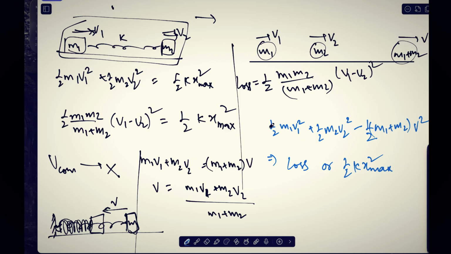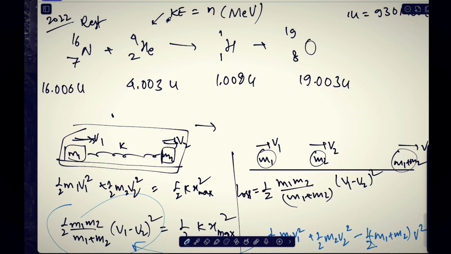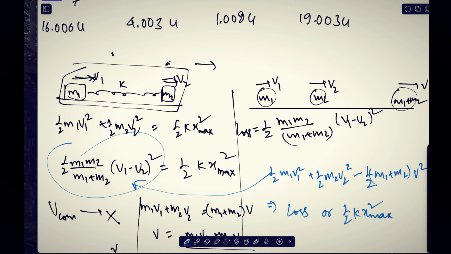So this value comes out as this: half m1 v1 square plus half m2 v2 square minus half (m1 plus m2) v square. What is v? v is (m1 v1 plus m2 v2) by (m1 plus m2), whole square. When you use this, the formula ends up with this. So now we have to find what is the minimum kinetic energy which should be given to the alpha particle. Whatever kinetic energy you give to the alpha particle, this is the alpha particle.